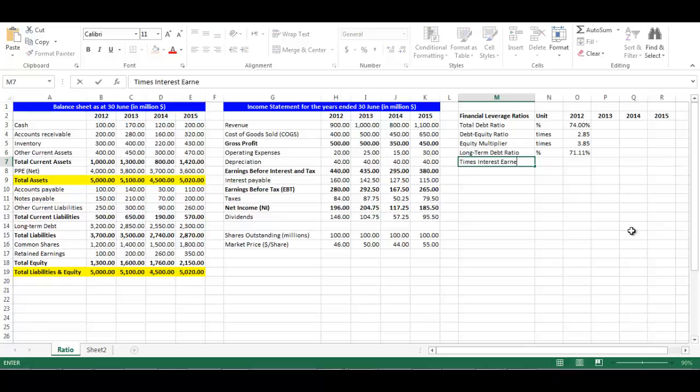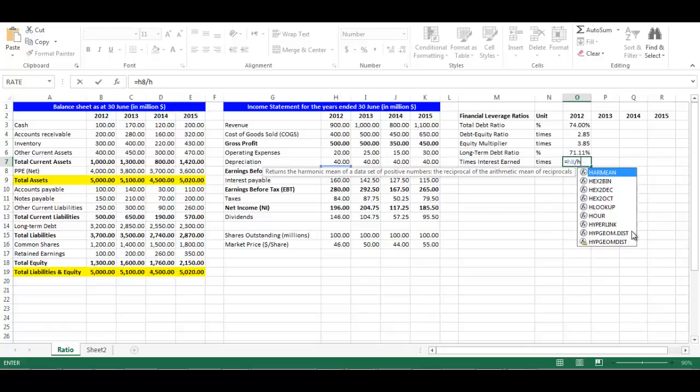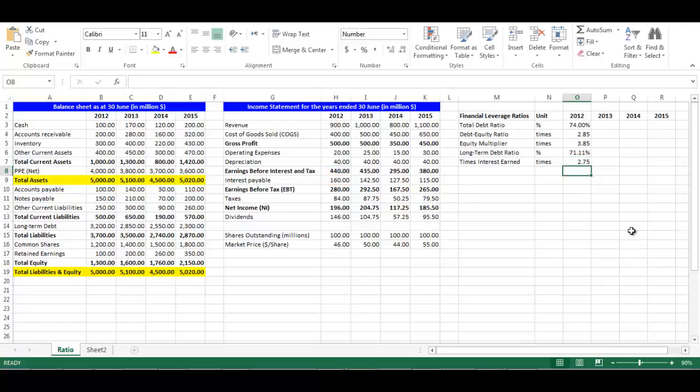Write times interest earned in cell M7. Times interest earned ratio is EBIT, which is earnings before interest and tax, divided by interest payable. Its unit is times. In cell O7, write equal. Choose cell H8 divided by cell H9. Press Enter.